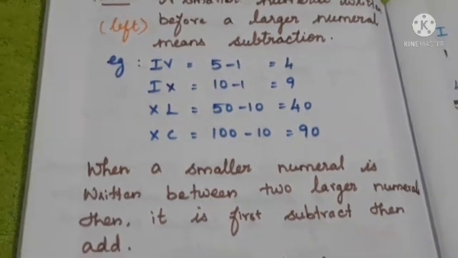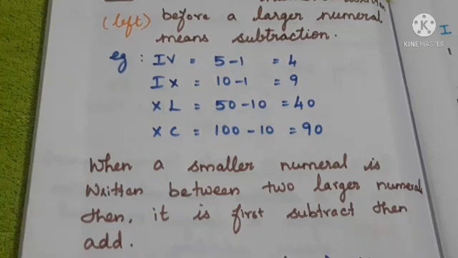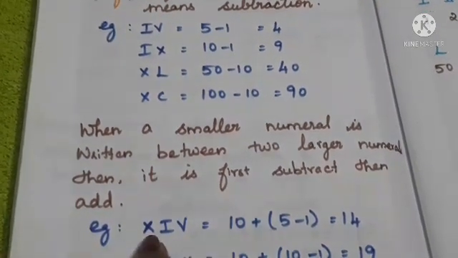Understood? Sometimes we may write the smaller numeral in between the two larger numerals. In that case we have to subtract first. We have to subtract the Roman numerals first and then add. So look at the example: we have XIV.